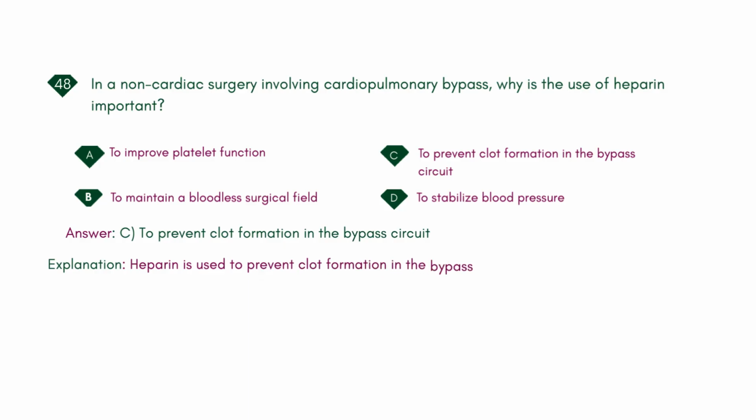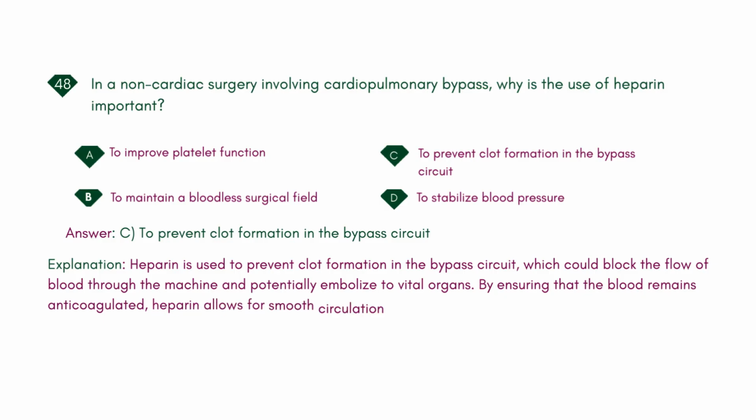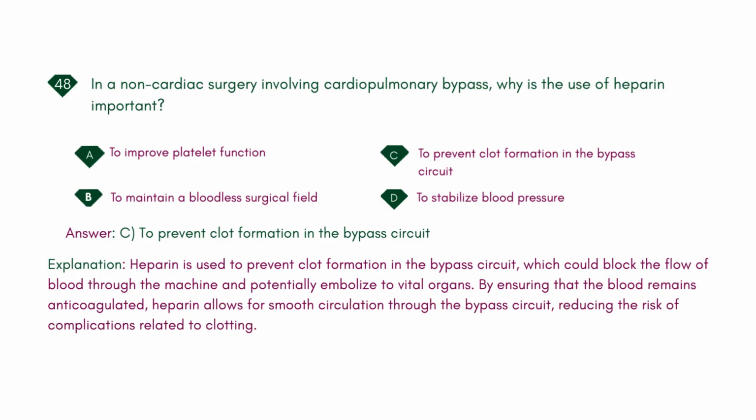Explanation: heparin is used to prevent clot formation in the bypass circuit, which could block the flow of blood through the machine and potentially embolize to vital organs. By ensuring that the blood remains anticoagulated, heparin allows for smooth circulation through the bypass circuit, reducing the risk of complications related to clotting.